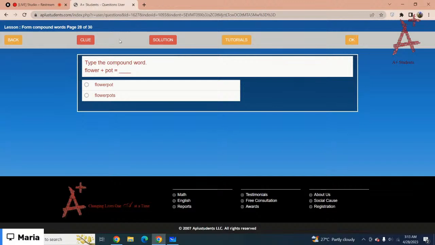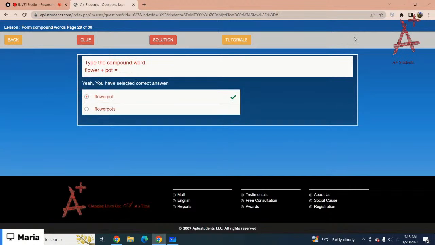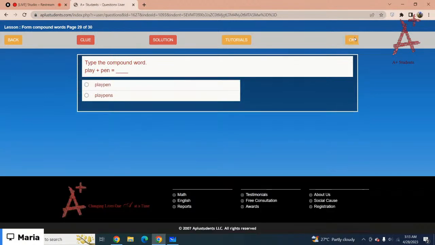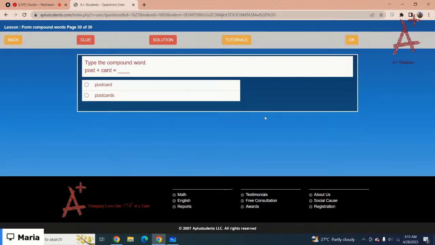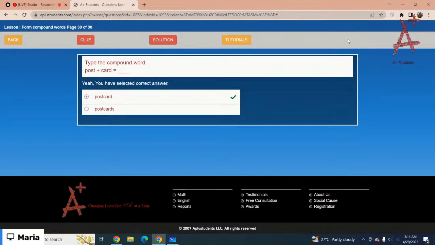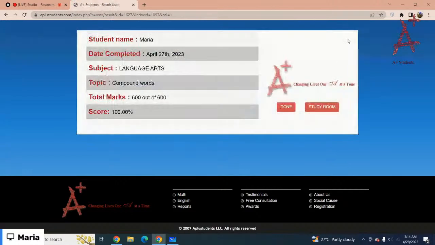Flower plus pot makes flower pot. Play plus pen makes play pen. That is option number one. And the last one is post plus card. And together they make postcard. So that is option number one. Okay, we are done with the test. Let's just move on to the next example, the next lesson.